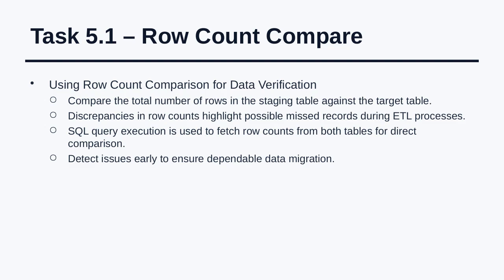Catching these issues at this stage prevents inaccurate reporting and builds confidence in the data migration. This approach is a fundamental step in validating that all expected data has successfully moved through the ETL pipeline. Next, we'll look at how to handle specific data mismatches that can occur within the records themselves.